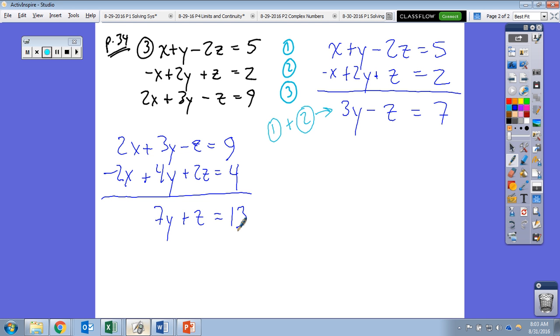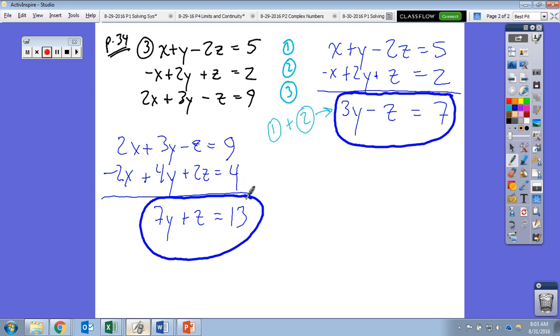So let me darken what's going on here. This is the point you want to get to. Let me label what this is. This guy here was when we did basically equation 3 plus 2 times equation 2.